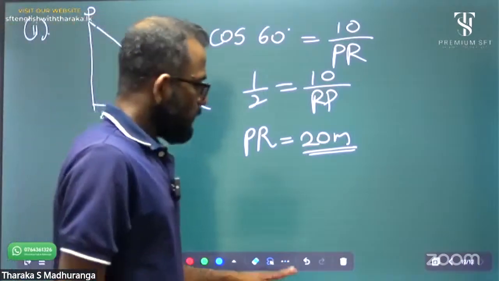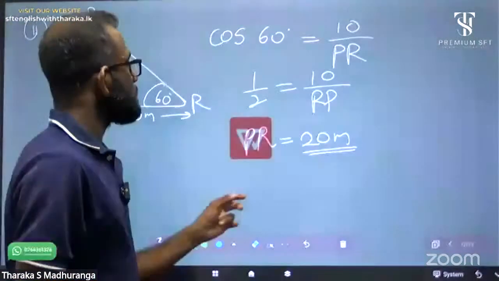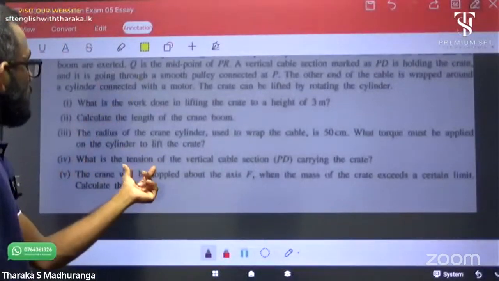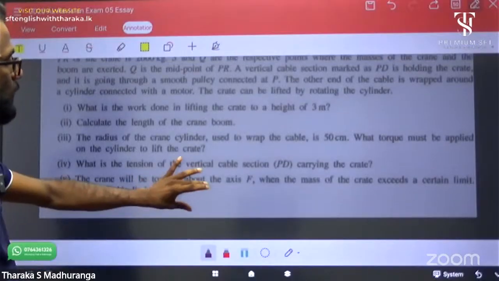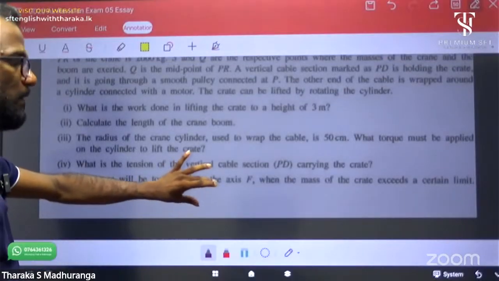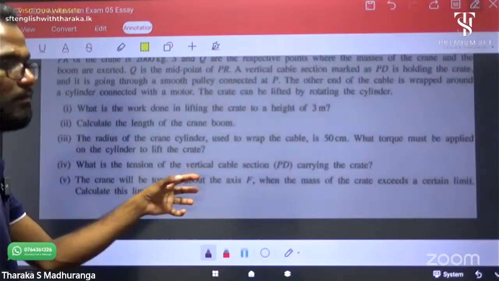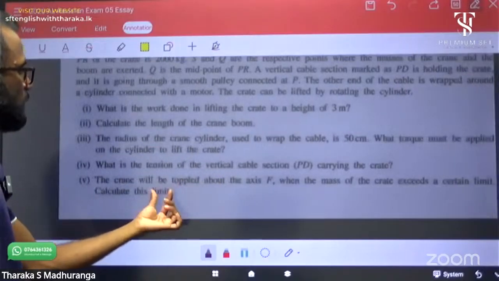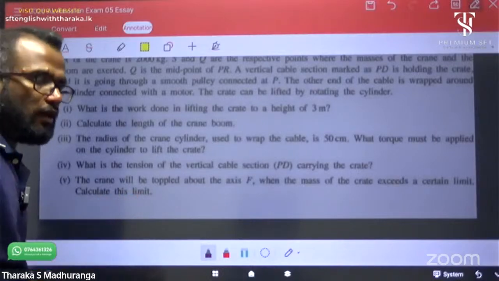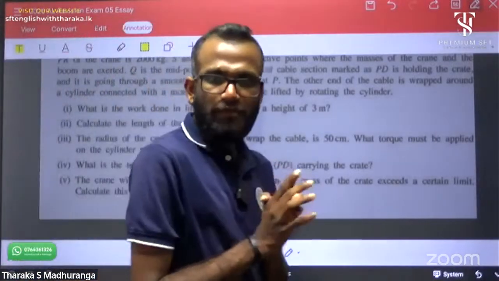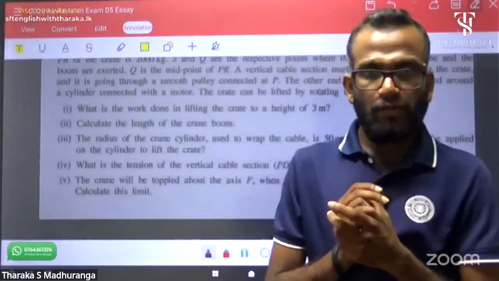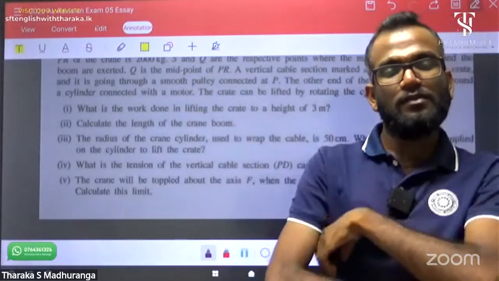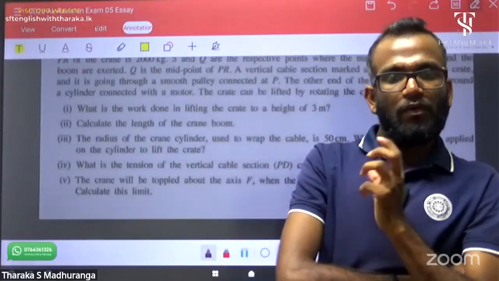Okay, let's go into the final part. The radius of the crane cylinder used to wrap the cable is 50 centimeter. What is the torque that must be applied on the cylinder to lift the crane? Okay, to calculate the torque, we have two main equations. Do you remember? That's now rotational motion. It's a combined question.